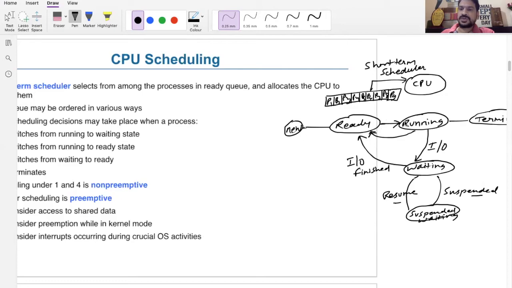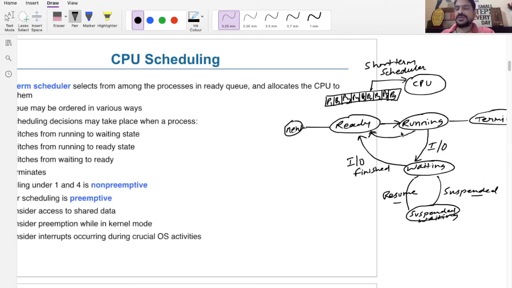Means to provide the state, or to change the state of one process to another process, or you can say taking a process from the CPU to the RAM, or from the RAM to the CPU. That is called context switching. So that process is called context switching, and who will do the context switching? Dispatcher will do the context switching.